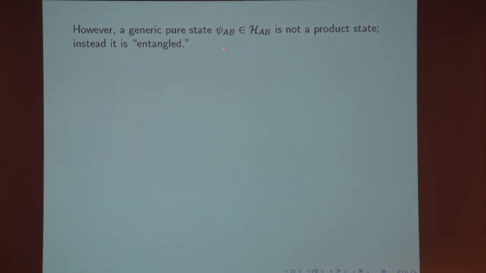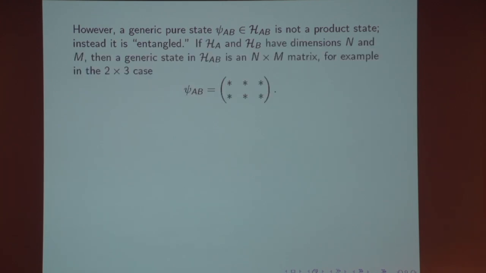But a generic pure state of the combined system is not a product state. Instead, it's entangled. So if H_A and H_B have dimensions n and m, a generic state could be represented as an n by m matrix. For instance, in the 2 by 3 case, a generic state of the combined system would be something like that with 6 matrix elements.